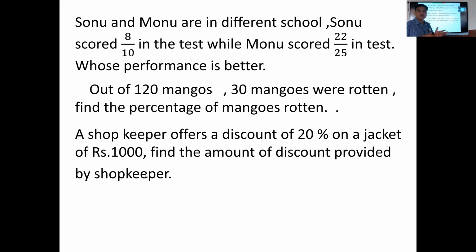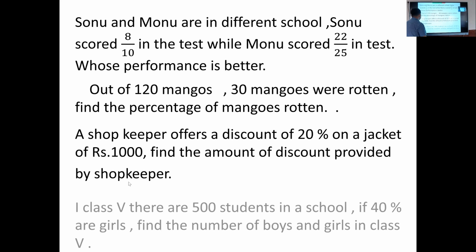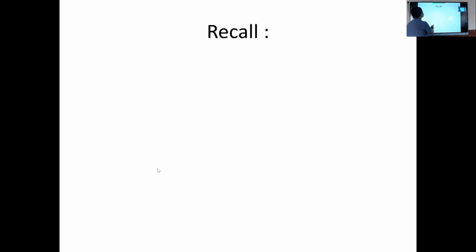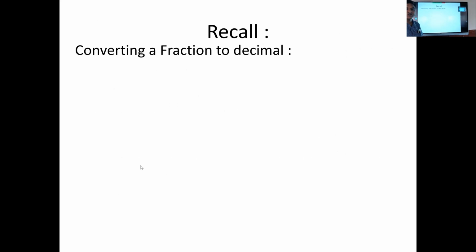Before going to what is meant by percentage, first of all, we'll take a recall from the previous chapters. So one more problem is that in class 5, there are 500 students and 40% are girls. Find the number of girls and boys in the class. So first of all, we'll take a recall, converting a fraction into decimal. We have seen how to convert a fraction into decimal.